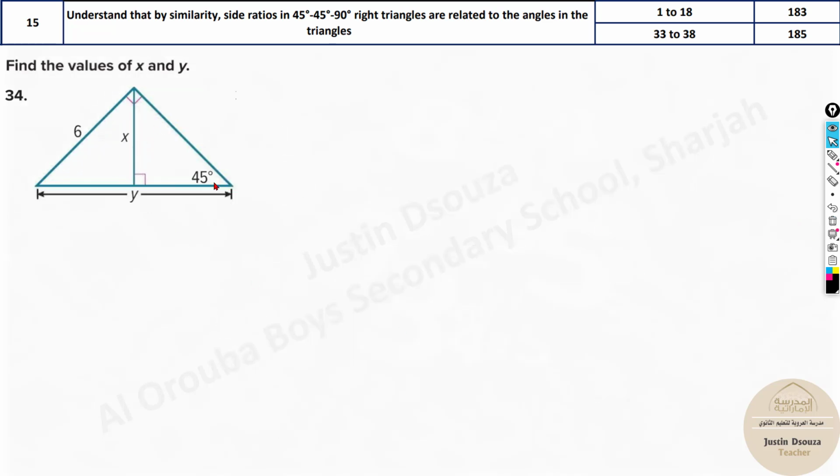How about finding the x and y here? Again, it's 45, 45, 90. It's the same concept here. Now first, it's up to you. You can solve it anyways.